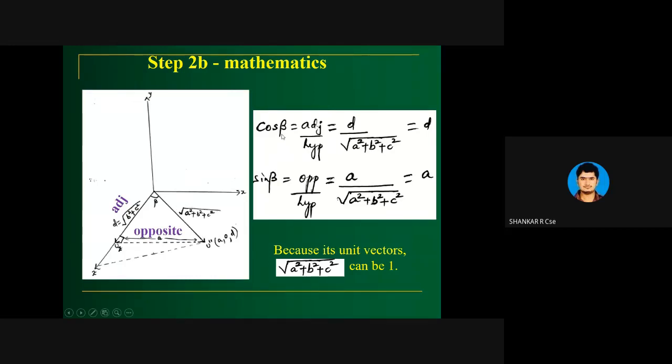Now you apply cos beta. Cos beta is adjacent by hypotenuse. Adjacent is root of b square plus c square, that is d, divided by the whole root of a square plus b square plus c square. Now, since this is a unit vector, you can consider this value as 1. So it becomes d by 1, it is d. Sin beta is opposite by hypotenuse. Opposite is a divided by this hypotenuse. This can be considered as 1. So it is a by 1, a, because it is a unit vector. So cos beta, sin beta we got as d and a.